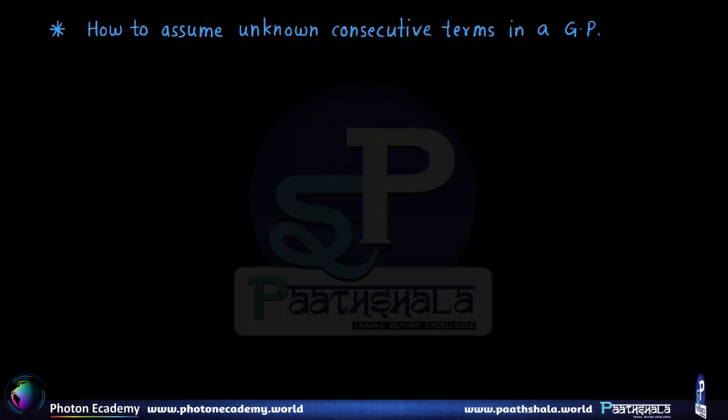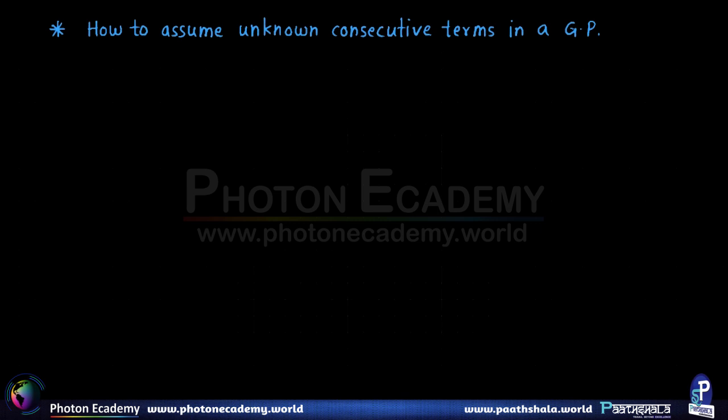Let's go ahead and see how to assume the unknown consecutive terms in a GP. So like we have in AP, if say 3 terms are in AP and they are to be assumed with variables. So similarly here also let's consider that there are 3 terms in GP and we have to assume them. So what is a good way to assume them?